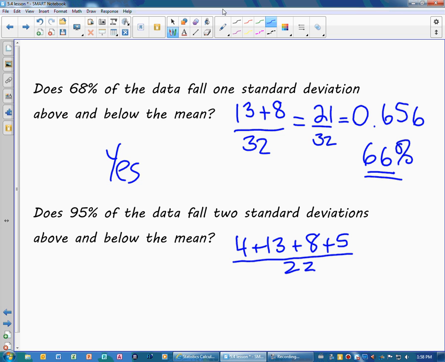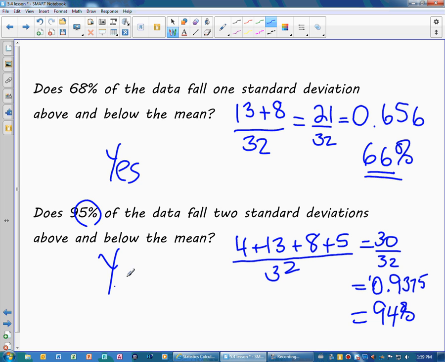Okay, so remember the 13 and the 8 were within 1 standard deviation. We've added 2 standard deviations. So 13 and 8 were 21, plus a 9 is 30. 30 over 32 works out to 0.9375, which is roughly 94%. So, yes, I would say fairly close. So based on these two things, I could probably say that they're normally distributed.